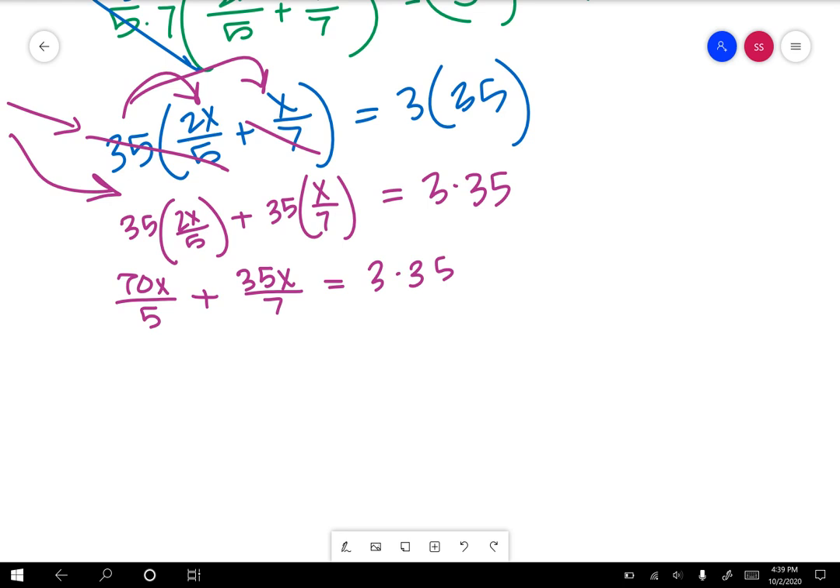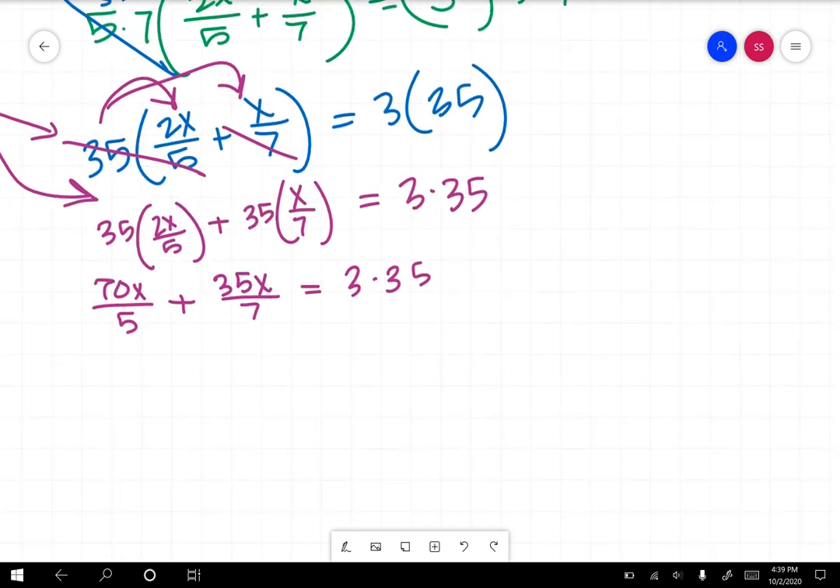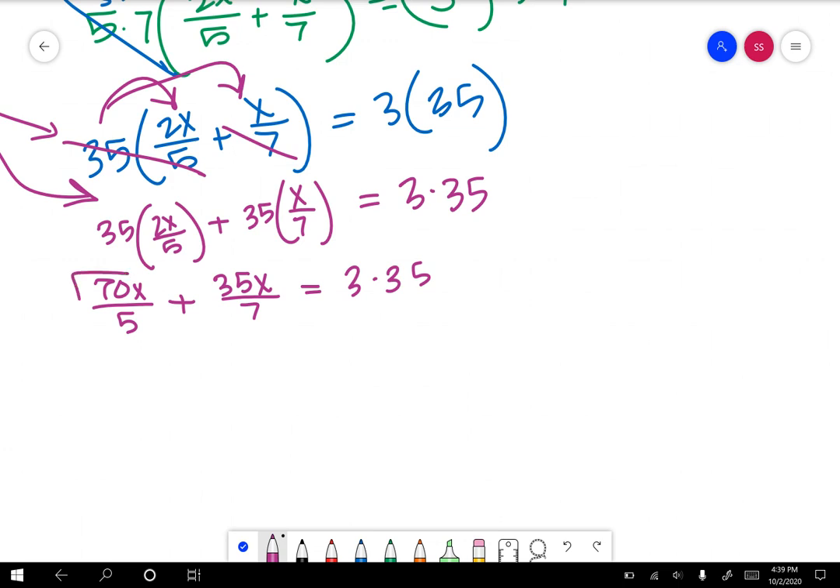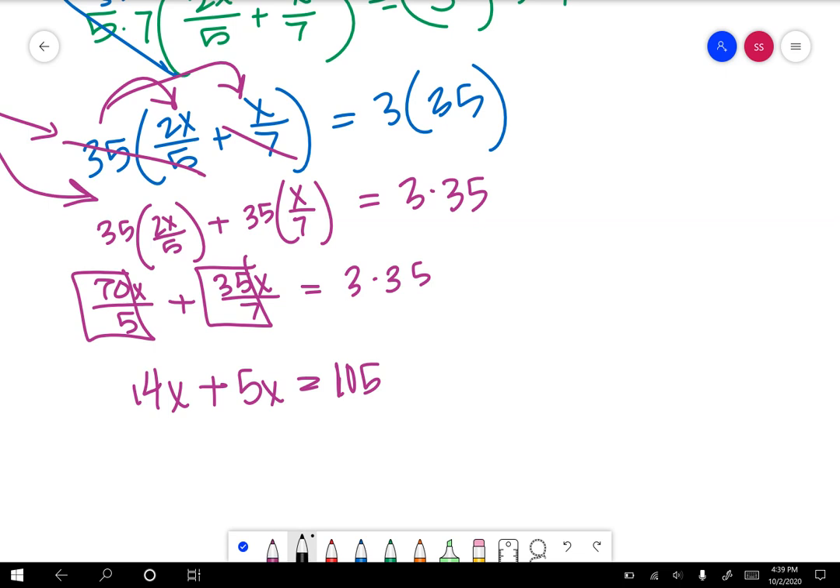Okay, so now we would simplify by dividing the numbers here. So 70 divided by 5 would give us 14. 35 divided by 7, well, that would give us 5. And then we have our 3 times 35, which would give us 105. Woo! Now what? Well, now you should hopefully notice that these are like terms.